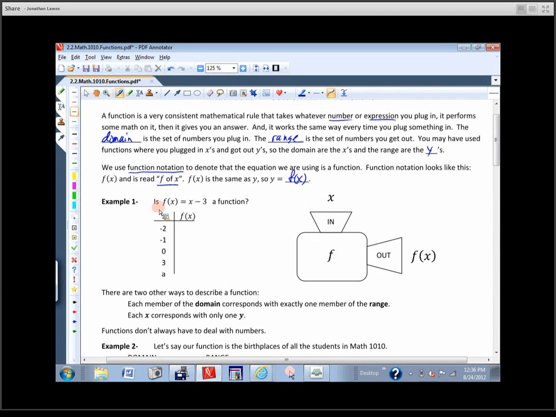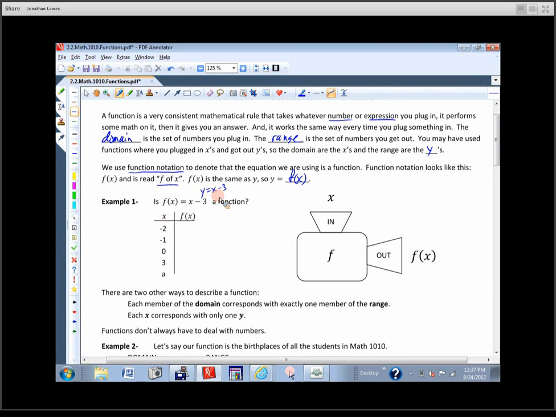First example: f of x equals x minus 3, is that a function? You normally saw it written like this, y equals x minus 3. Remember, y is the same as f of x, so you could write it either way. So the first question is, is this a function? Let's think about this for just a second. It has to be a really consistent mathematical rule, that when you put a number in, it does some math on it, and it spits out the same number.